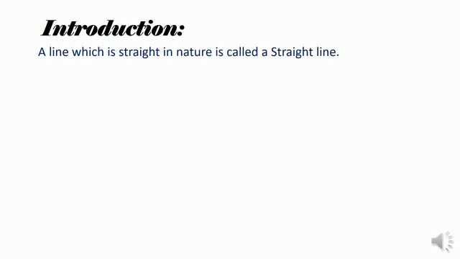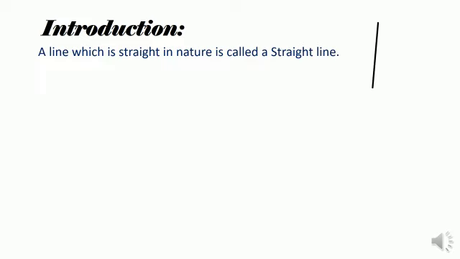Introduction. Children, before I start with the first topic of this chapter, I wanted to tell you about straight lines and curved lines, as our shapes are made up of straight lines and curved lines. What is a straight line? A line which is straight in nature is called a straight line. For example, you can see this line which is completely straight and there is no bend in it.